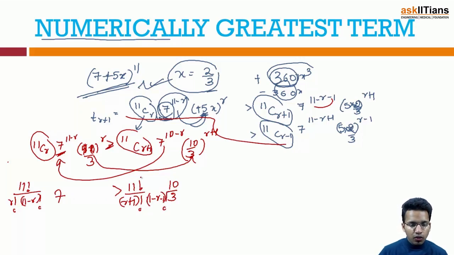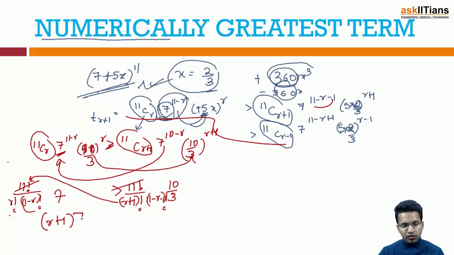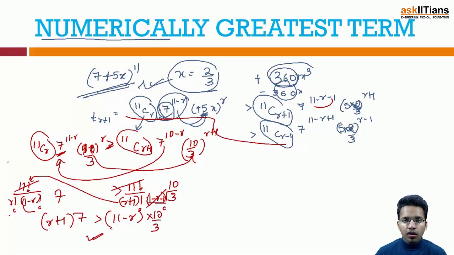So again, as you can look, 11 will get cancelled. Now this r plus 1 you will bring here, it will get cancelled with r factorial, so it will remain r plus 1, and this you will take here, it will remain 11 minus r only. So this into 7 is greater than 11 minus r, and the rest will be cancelled by this into 10 by 3. Now this is a simple inequality which you can form.